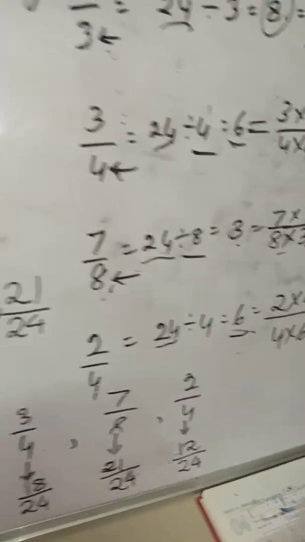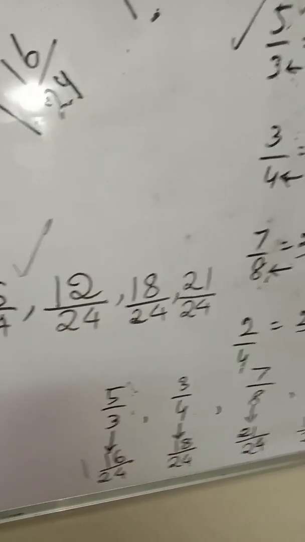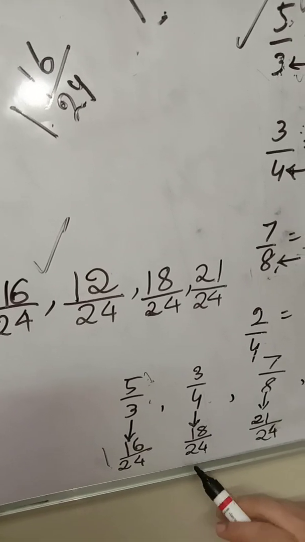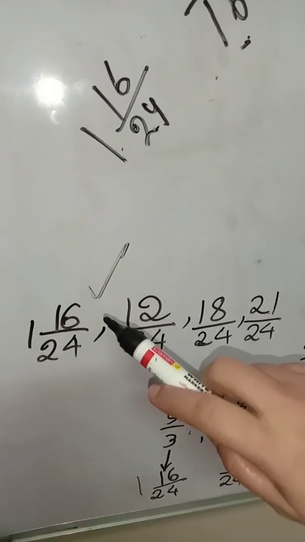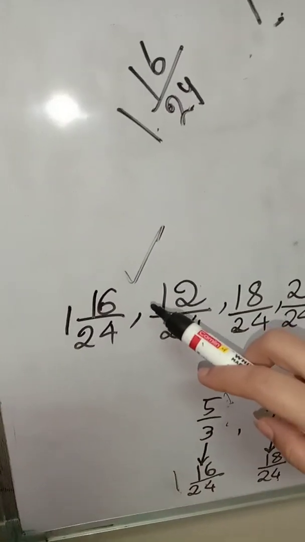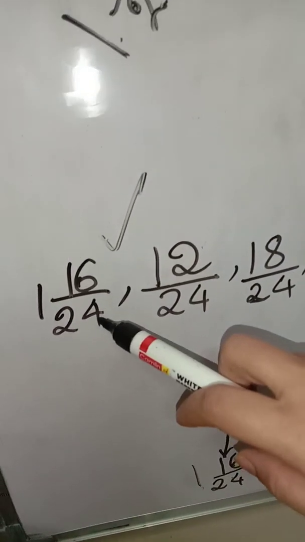So now you can see whole numbers are always big, as I said, because a whole number is not divided into fractions. So this is the biggest number. Descending order means putting big numbers to small numbers. So we are putting first in place that whole number, 1 whole 16 upon 24.